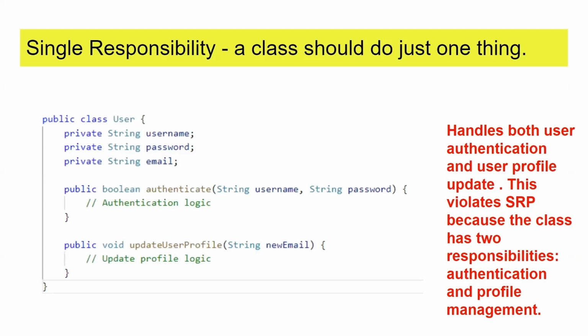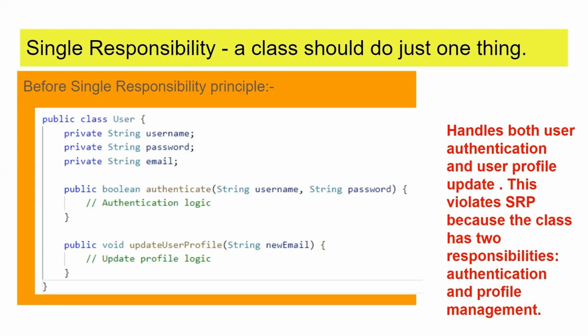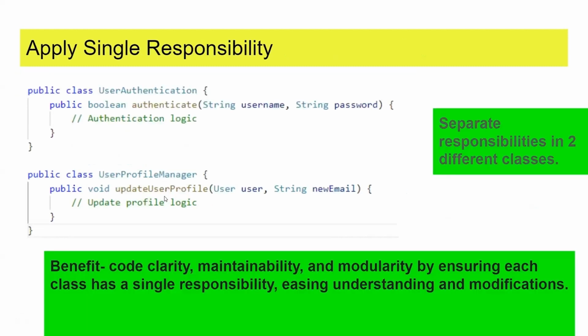Coming to single responsibility, it says that a particular class should do just one thing. This particular class, public class User, has two functions, authenticate and update user profile. Thus, it violates the single responsibility principle because the class has two responsibilities. To apply single responsibility to it, we just separate out user authentication and user profile manager into different classes.